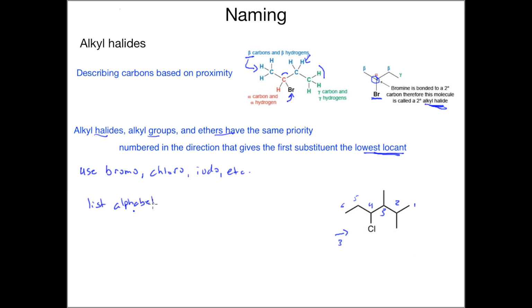So list your groups, when you name this, that's the other thing that's important, is when you name it, you want to list it alphabetically. So that means the chlorine goes first, right? So 4-chloro, and then we just need to list our methyl groups. We have 2 of them, so they are dimethyl. Remember, the D in dimethyl does not count in the nomenclature for alphabetizing, right? So this becomes 4-chloro-2,3-dimethylhexane.